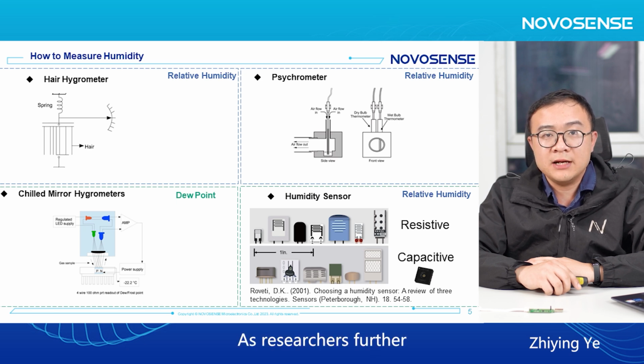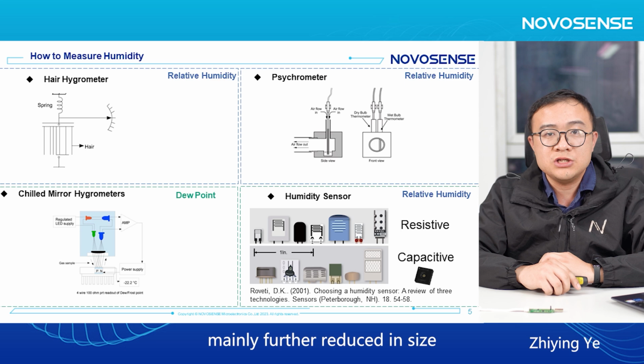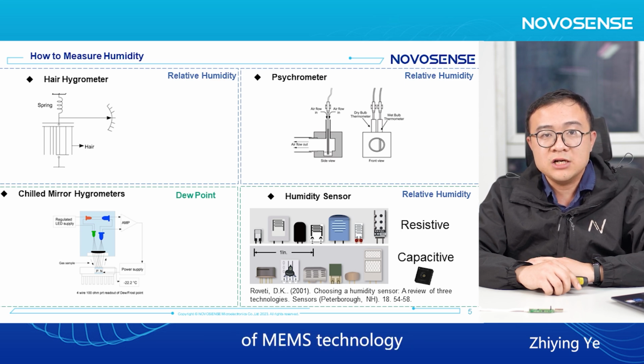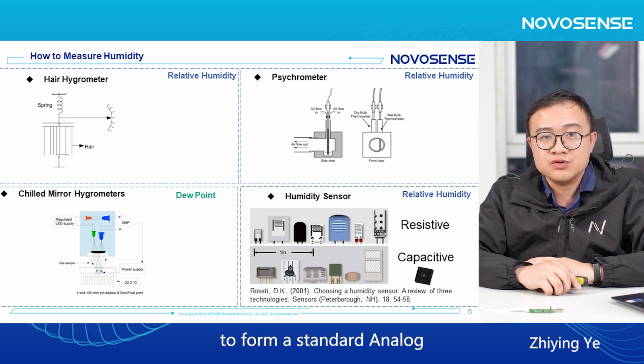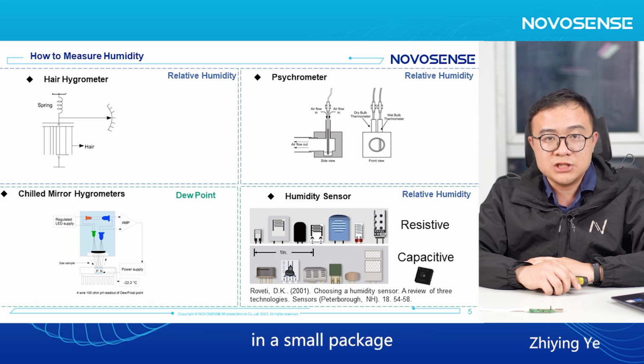As researchers further deepen their efforts, some sensor products have come into being. In terms of size or easiness of signal processing, these sensors, relative to the previously mentioned methods, have great improvements, mainly further reduced in size and further improved integration level. With the development of MEMS technology, the processing circuit and the sensing element are integrated together to form a standard analog or digital output relative humidity and temperature sensor in a small package.